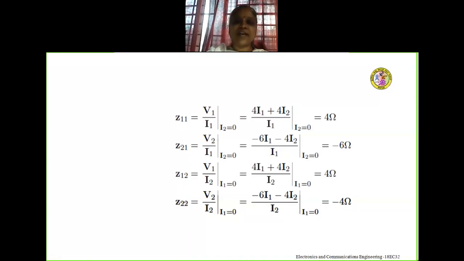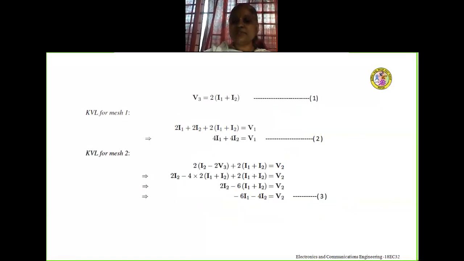Now let us find the value of Z21, which is the ratio of V2 and I1, that is V2 divided by I1 when I2 is equal to 0. The value of V2 is from equation number 3, that is minus 6I1 minus 4I2 is equal to V2.